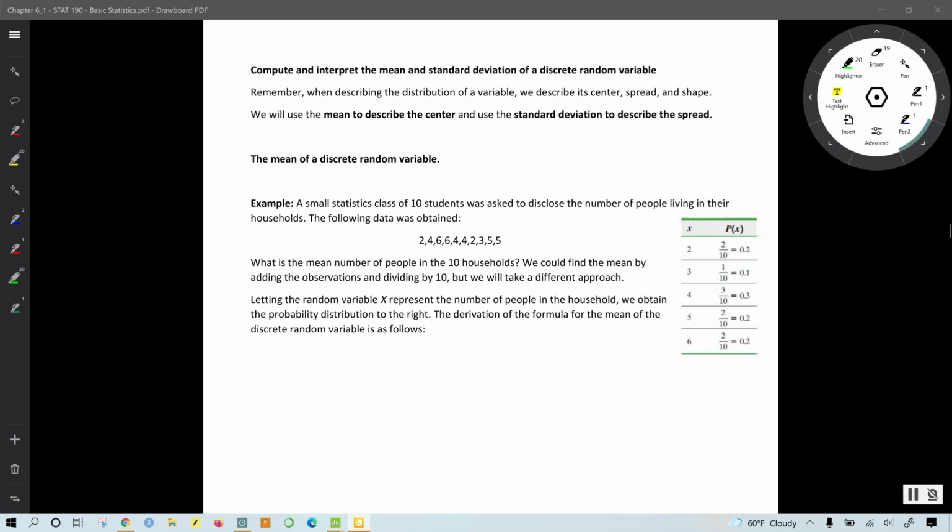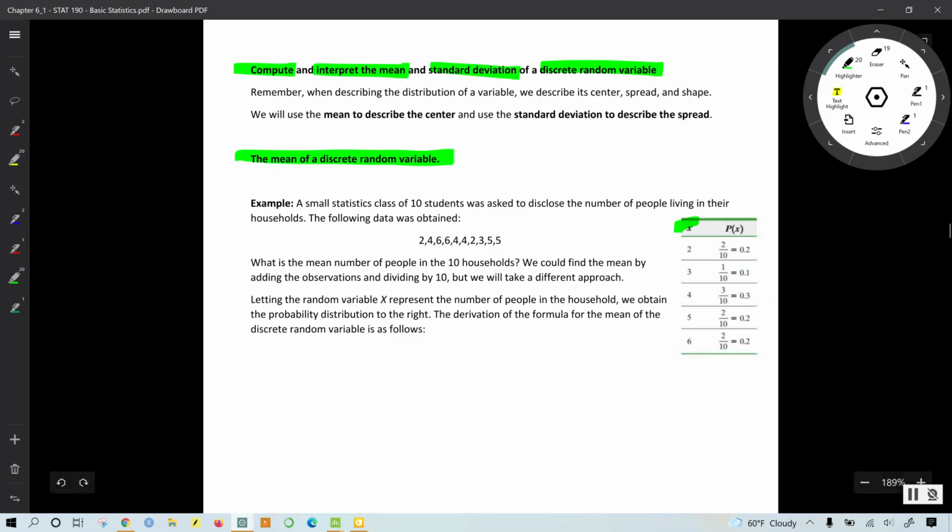In this video, to begin with, we're going to learn how to compute and interpret the mean and standard deviation of a discrete random variable when given its probability distribution. In other words, for you to be able to compute the mean of a discrete random variable, you must be provided with the possible values of x and the respective probabilities of each of the possible values of x, otherwise called the table of x values and its probabilities, or the discrete probability distribution table.